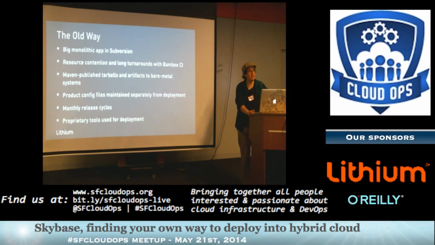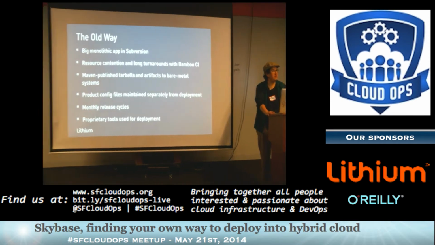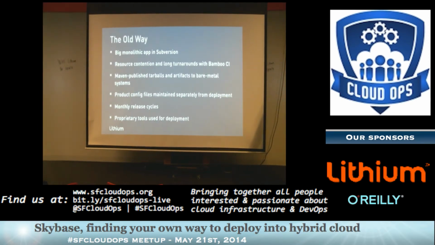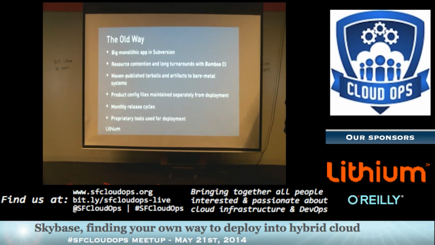So the old way. Lithium traditionally has had 2 main products: the Lithium Community and the Lithium Social Web product. Focusing on the community in particular, it's a ginormous Java monolithic app in Subversion. We had resource contention and long turnarounds with our Bamboo continuous integration system. We have published tarballs, which is cool, but the tarballs and artifacts were published to creaky bare metal systems, not cool. Product config files are maintained separately from our development environment, and in some cases our developers didn't have access to those config files, which was a bit of a bummer.